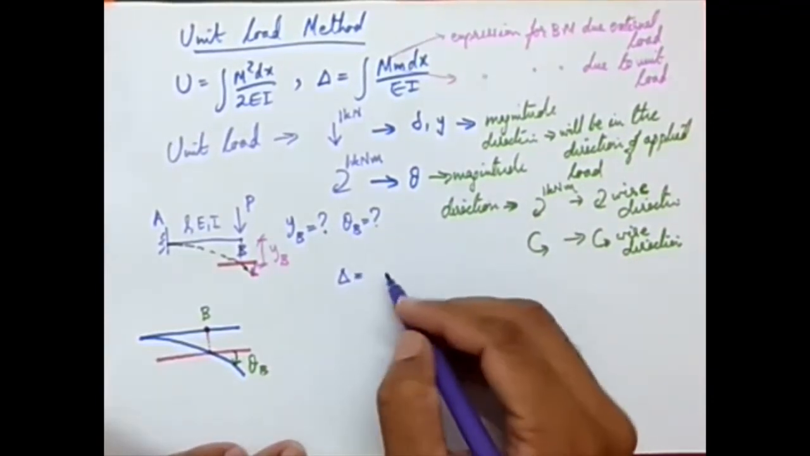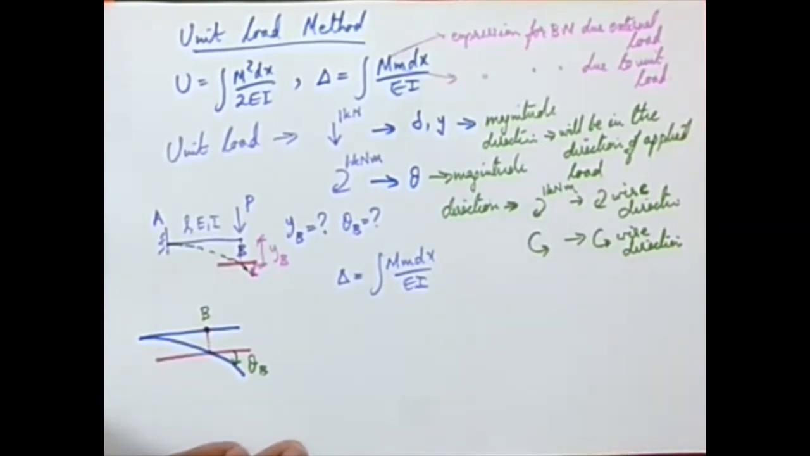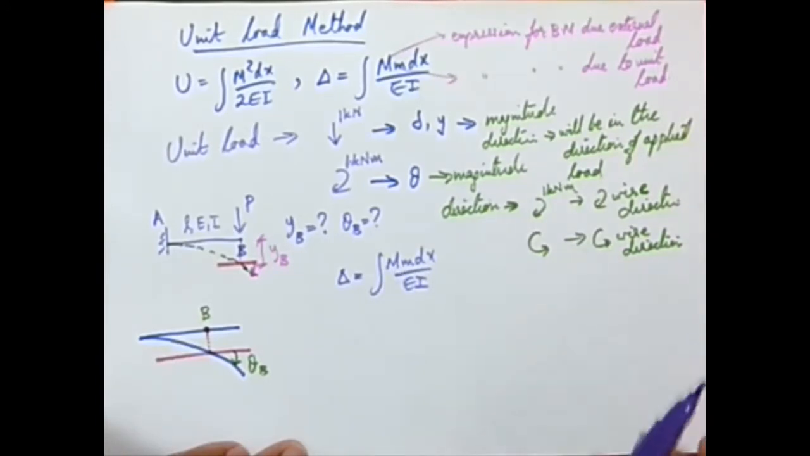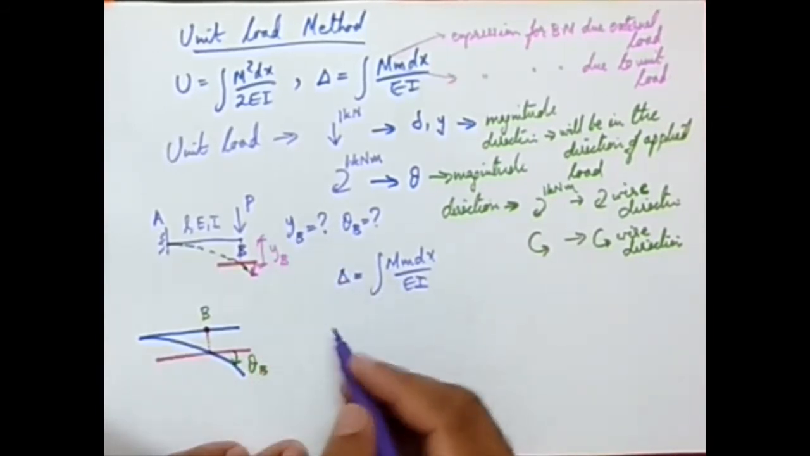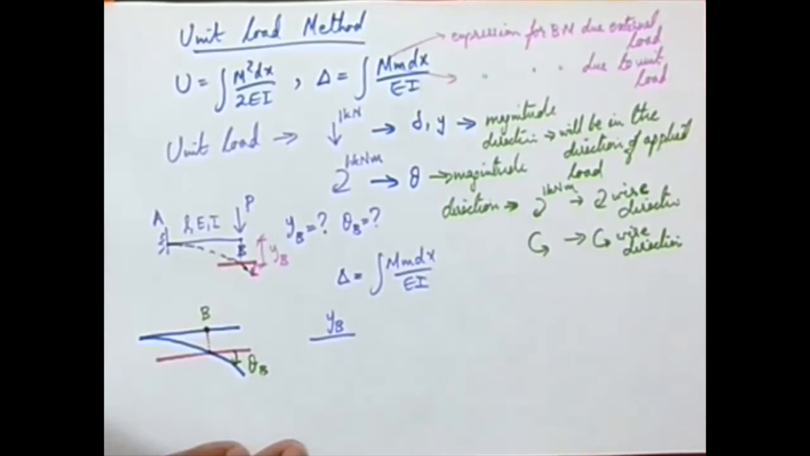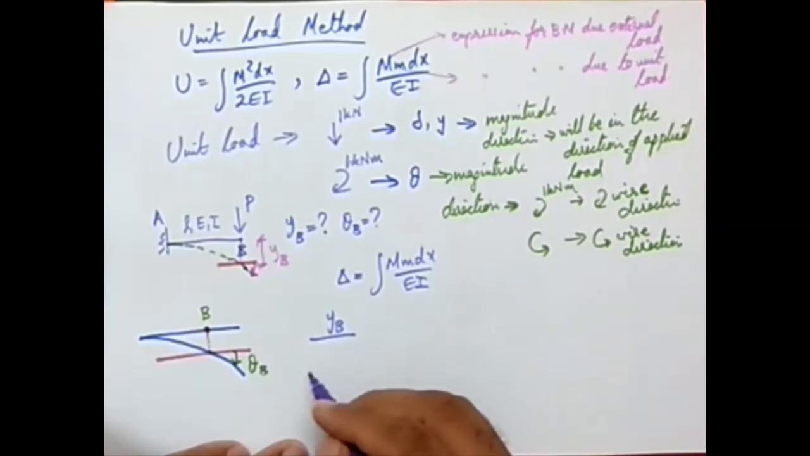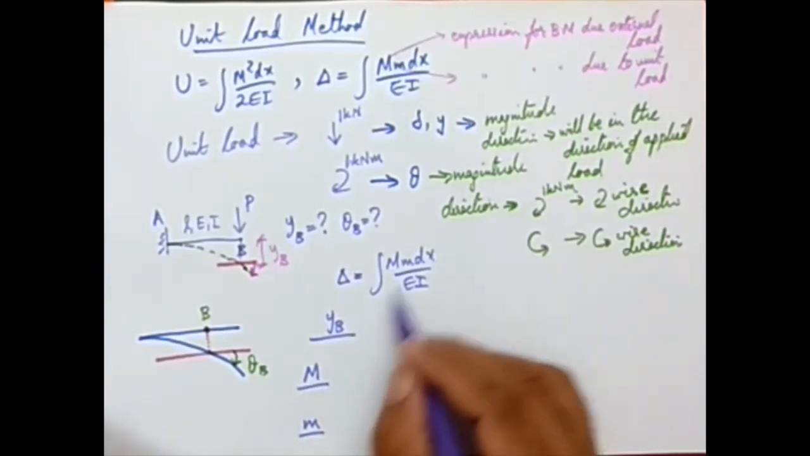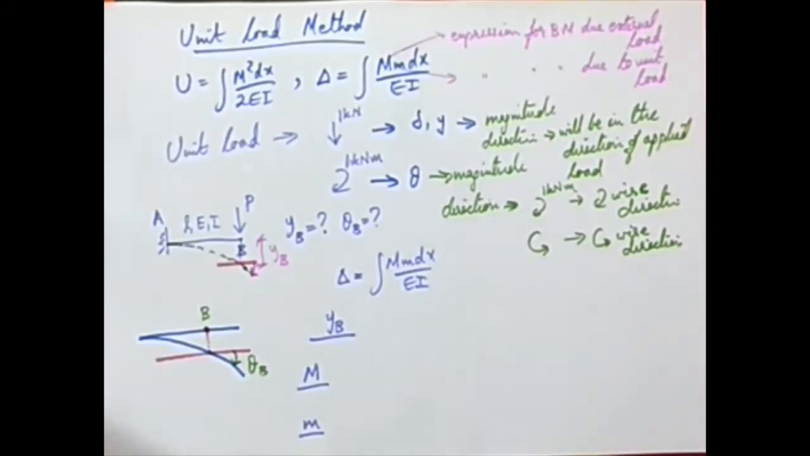So we want to calculate delta, which is the integral of M m dx by EI. M is there, and I need separate figures for calculating this. First I'm going to calculate the YB part, that is the vertical deflection at B. For calculating any deflection or displacement, you need two figures: the M figure and the small m figure. From the M figure we will fetch the data for capital M, and from the small m figure the data for small m.